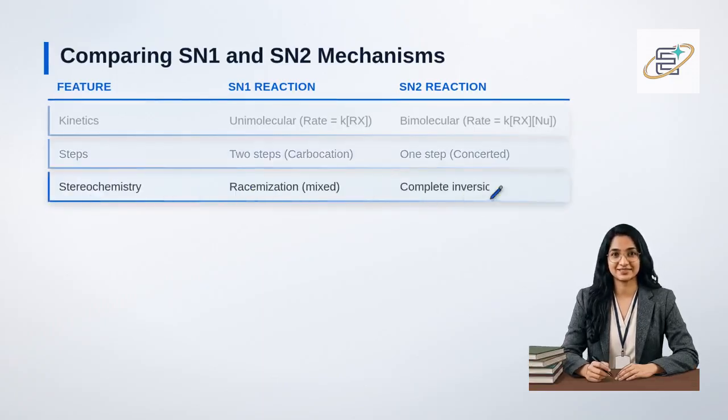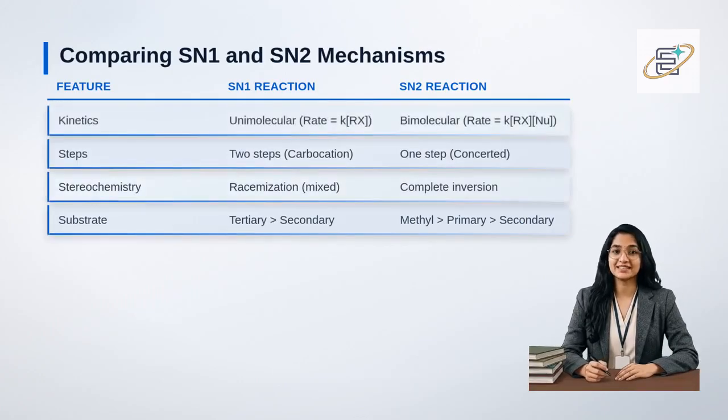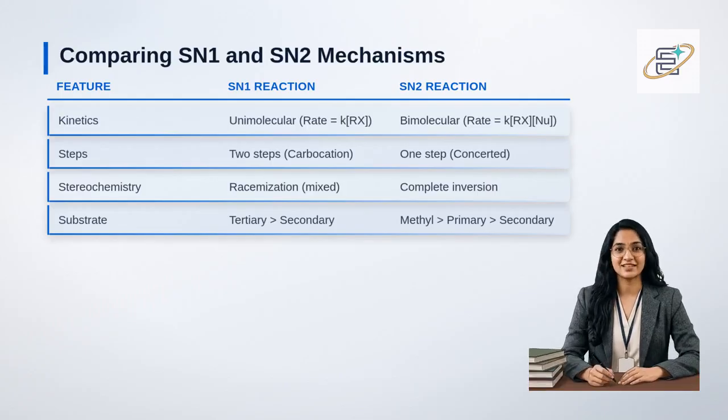This leads us to stereochemistry. Because SN1 forms a flat carbocation, the nucleophile can attack from either side, leading to racemization. SN2 requires a backside attack, resulting in a complete inversion of configuration. Finally, look at substrate preference. SN1 favors tertiary substrates because they form the most stable carbocations. SN2 strongly favors methyl and primary substrates because there is less steric hindrance blocking that crucial backside attack. Keep this table in mind for your exams.